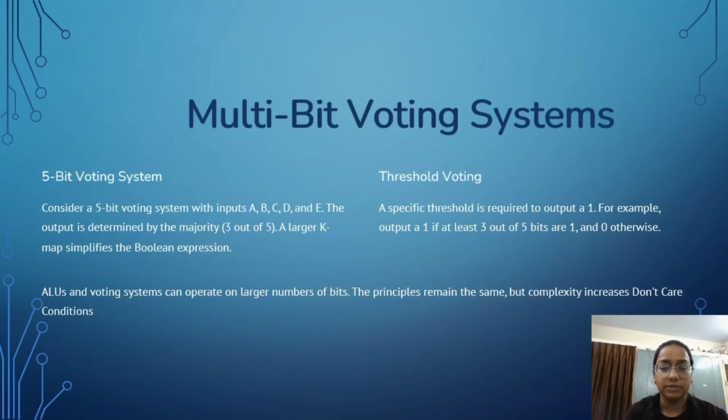Multi-bit voting system. There are two types: 5-bit voting system and threshold voting. ALUs and voting systems can operate on a larger number of bits. The principle remains the same, but the complexity increases.